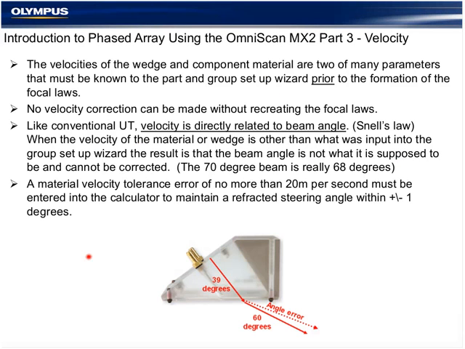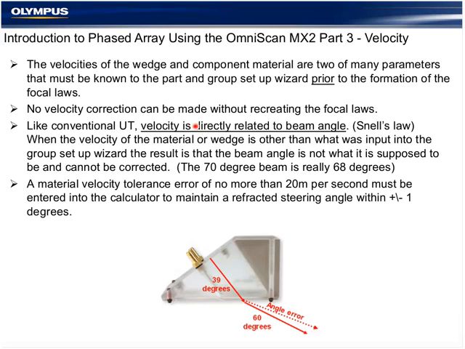The first part of this is the velocity we're going to talk about. The velocities of the wedge and component material are 2 of our primary ingredients. We must know them to be able to form the group. No velocity correction can be made without recreating the focal laws. So although the velocity wizard appears in the calibration, what you're really doing is breaking all the focal laws and rebuilding when anything is made.